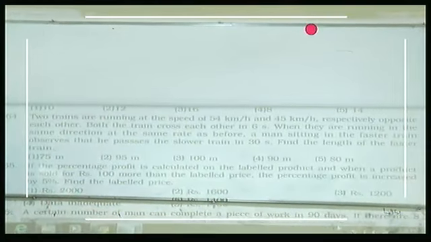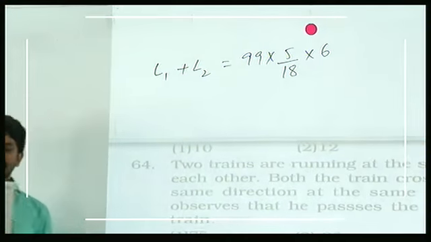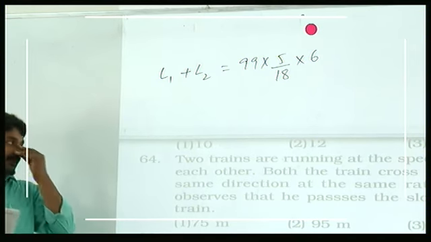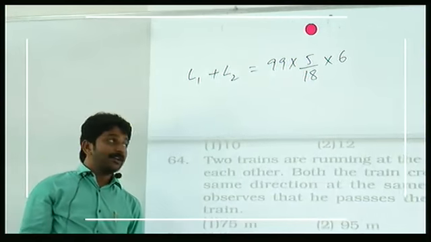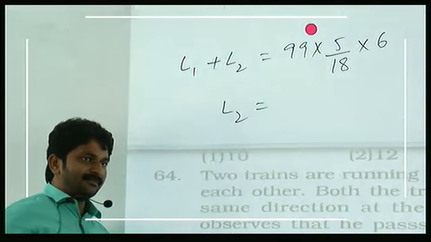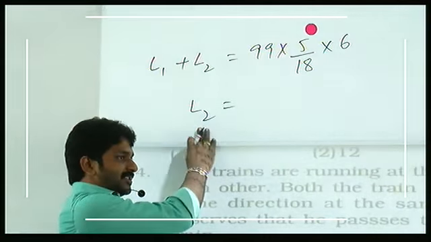Now, this is one case. Next case, when they are running in the same direction at the same time, at the same rate as before, speeds are the same. A man sitting in the faster train observes that he passes the slower train in 30 seconds. The man observed that he crossed the slower train. So distance travelled in that case is equal to the length of the slower train.